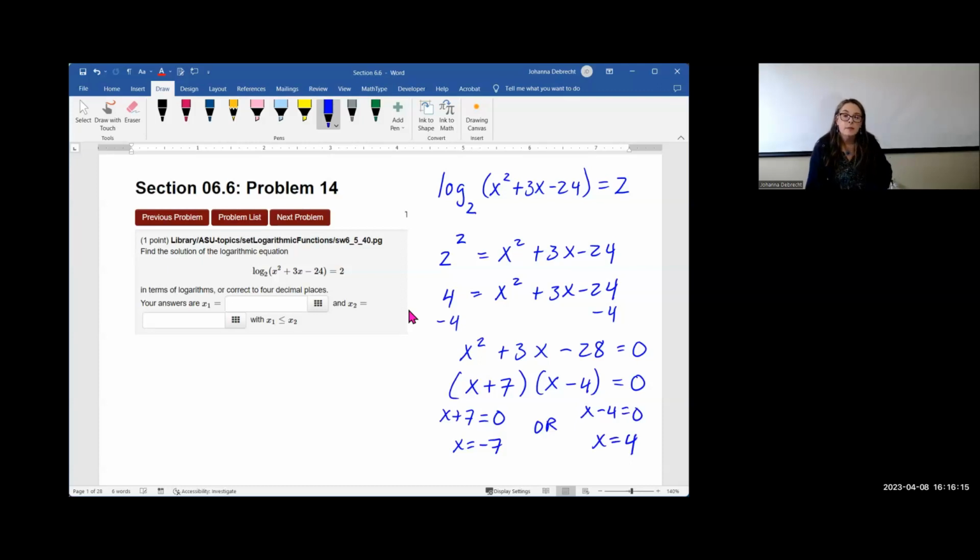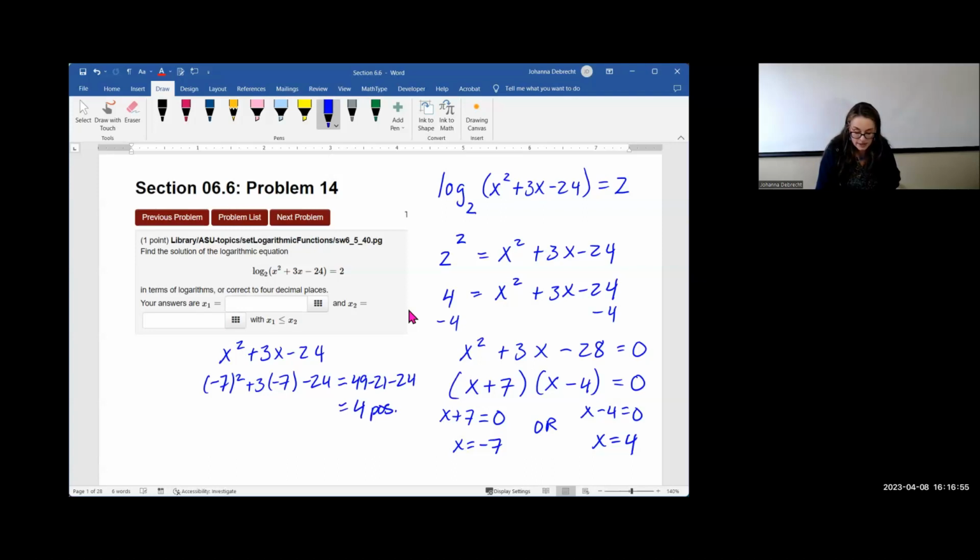I cannot box these up until I check to verify that they will work in the original problem. When I plug these into the original answer part, my original answer part was x squared plus 3x minus 24. If I substitute negative 7 in here, do I get a positive number? So I get negative 7 squared plus 3 times negative 7 minus 24. What does that equal? 49 minus 21 minus 24 is going to turn out to be, I think, 4, which is positive, so it definitely works.